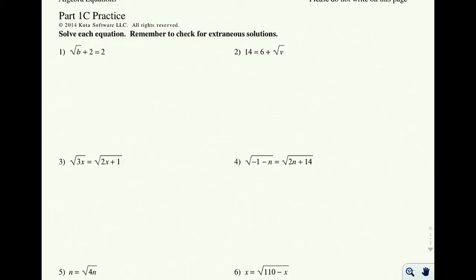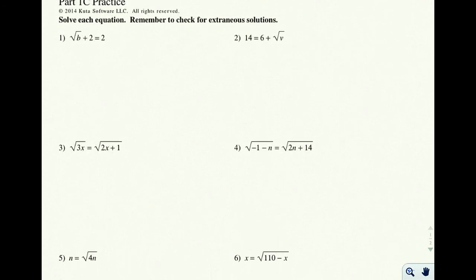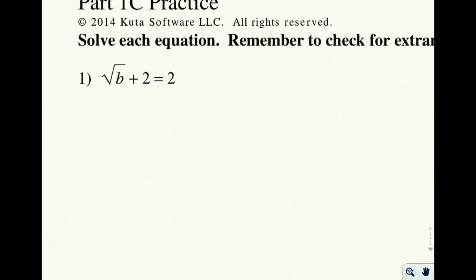In section 1C, we have equations with square roots in them, and they do not take up the entire equation, so we have to be careful about how we solve them. We're actually going to go through 3 examples on this one, on 1, 3, and 5. So starting out with our first one, we have square root of b plus 2 equals 2.